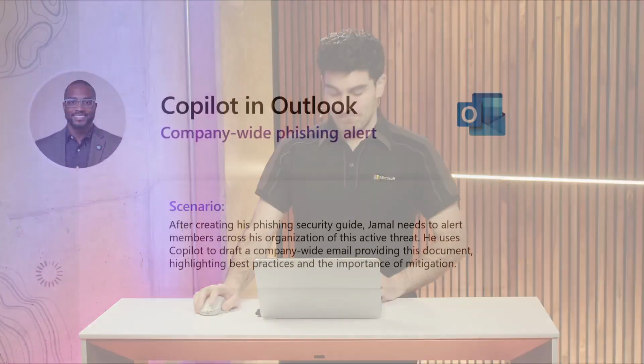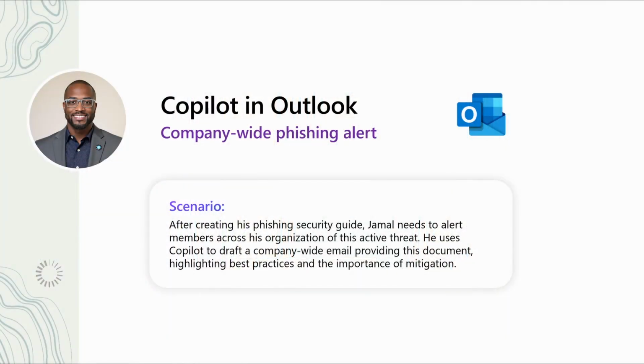The next step is to make sure that this information is sent out to the organization. And that's a pretty big email to send. Let's jump into Outlook. After creating his phishing security guide, Jamal needs to alert members across his organization of this active threat. He uses Copilot to draft a company wide email, providing this document, highlighting best practices and the importance of mitigation.